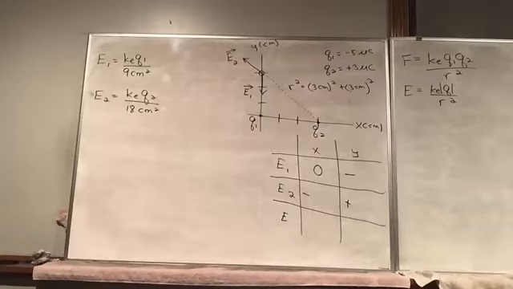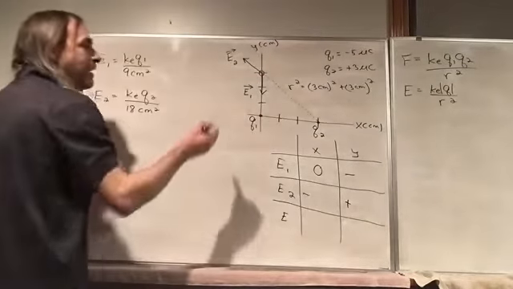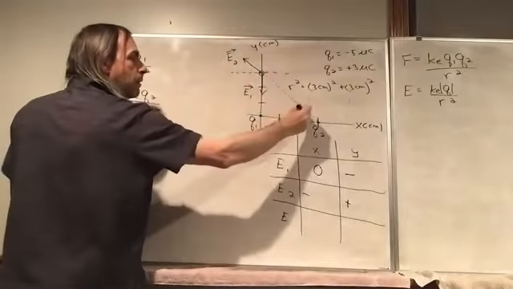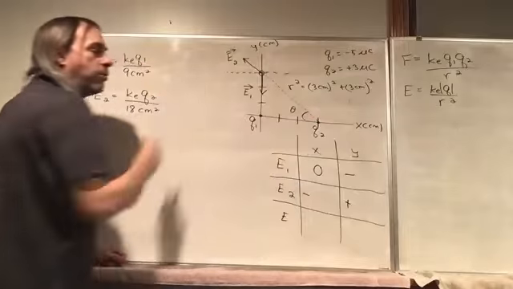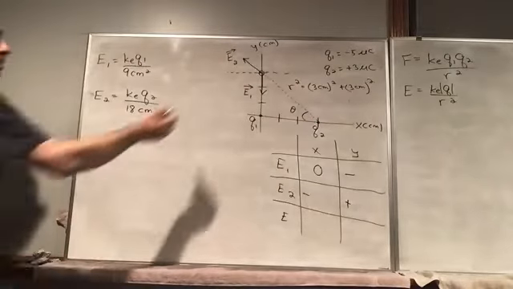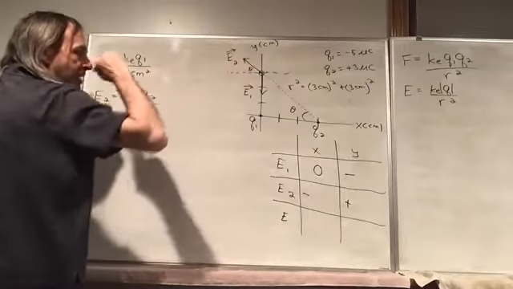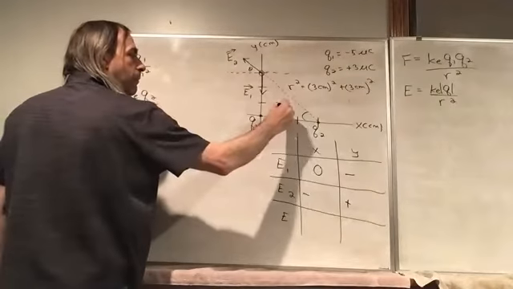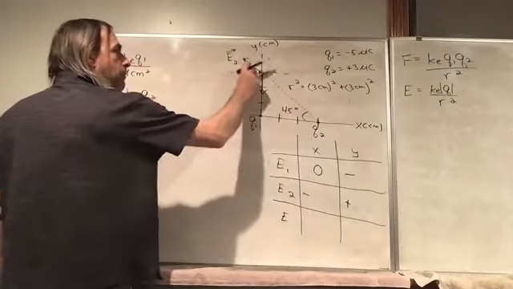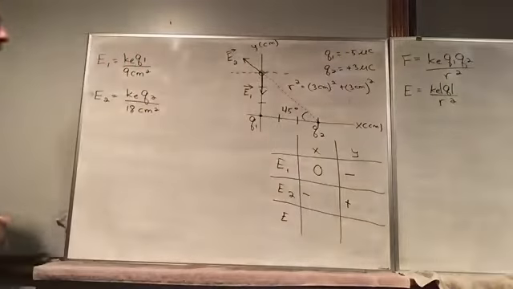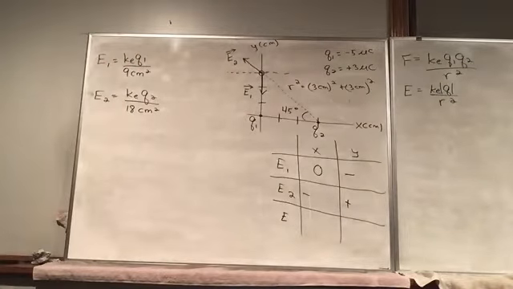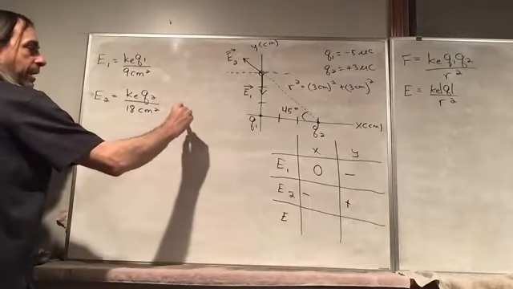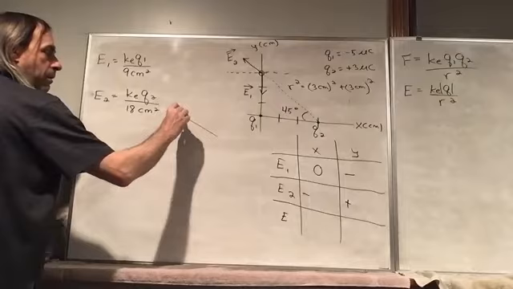Now for E2, we have to break things into components. So let's do this. Let's define this angle as theta. That would make this angle theta as well. And because it's 3 by 3, we don't have to do anything with a calculator or anything like that. Those are both 45-degree angles. So let's draw this. We have E2, which is a known magnitude.